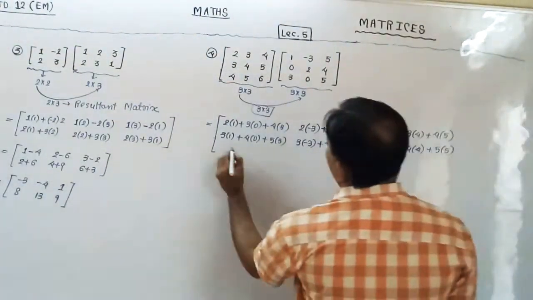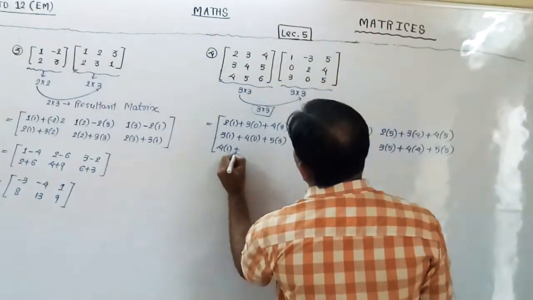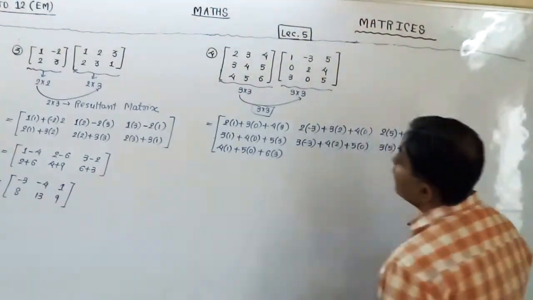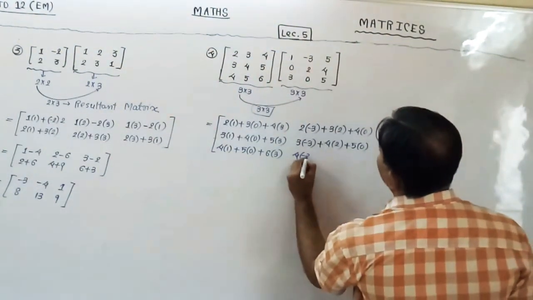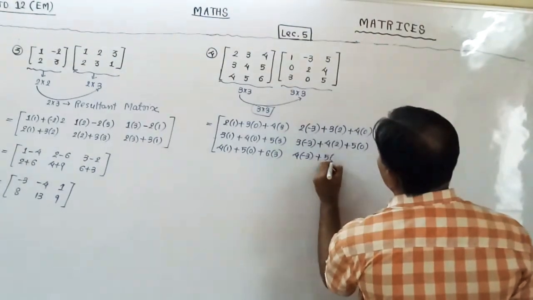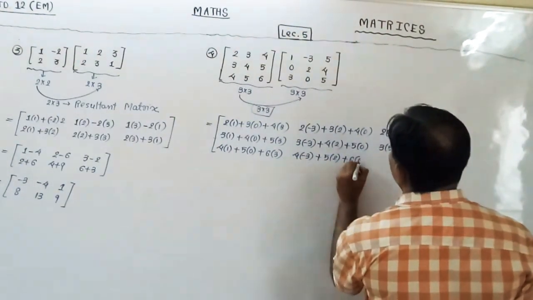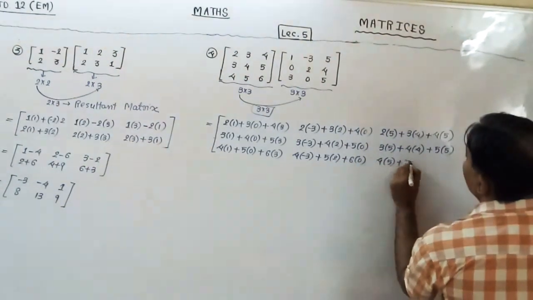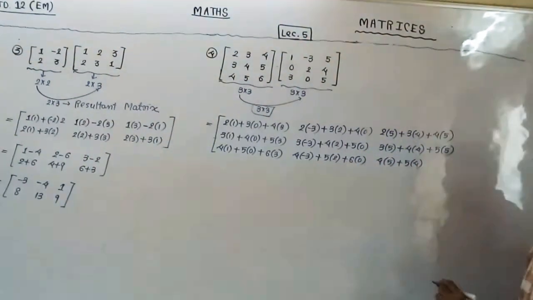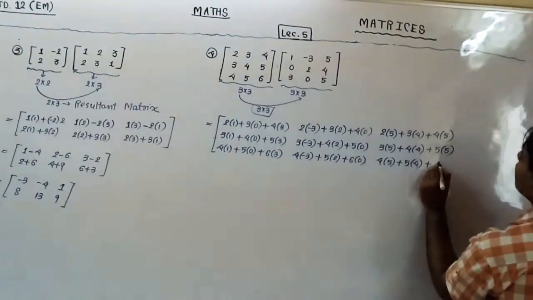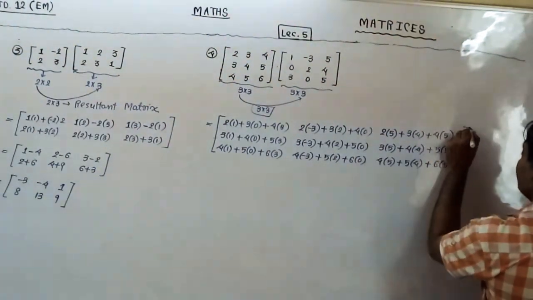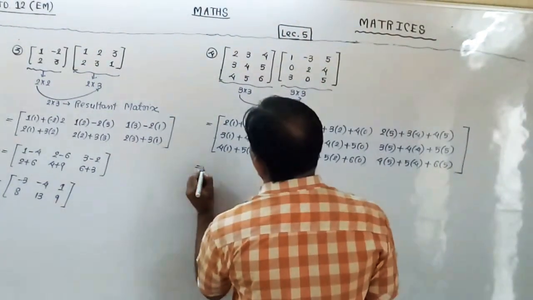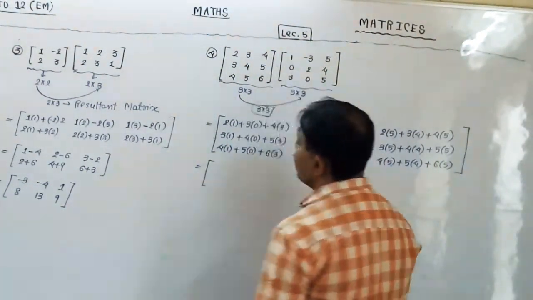Now the last row, third row, first column: 4 into 1 plus 5 into 0 plus 6 into 3. Similarly, 4 into minus 3 plus 5 into 2 plus 6 into 0. And third row, third column: 4 into 5 plus 5 into 4 plus 6 into 5. So this is the multiplication of this matrix. A long process, but finally it comes to the end.